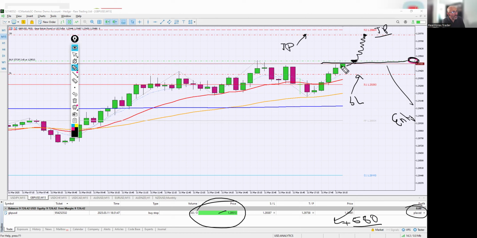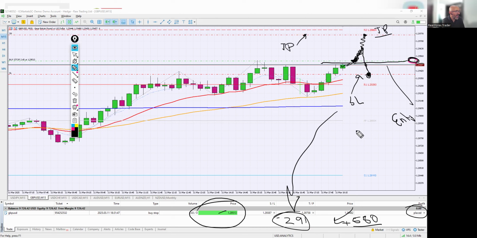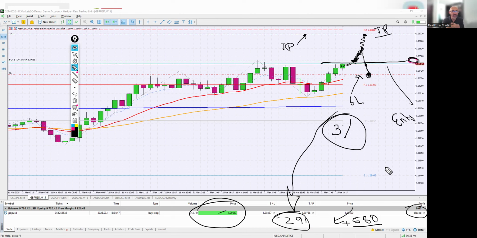But if the price triggered my entry price, comes up, and then starts coming down, and then hits my stop loss, that's going to be minus $291. So it touched my stop loss. But don't worry, that means only 3% of my account. And that is how I am consistent, because if I win, I always win more than I lose.